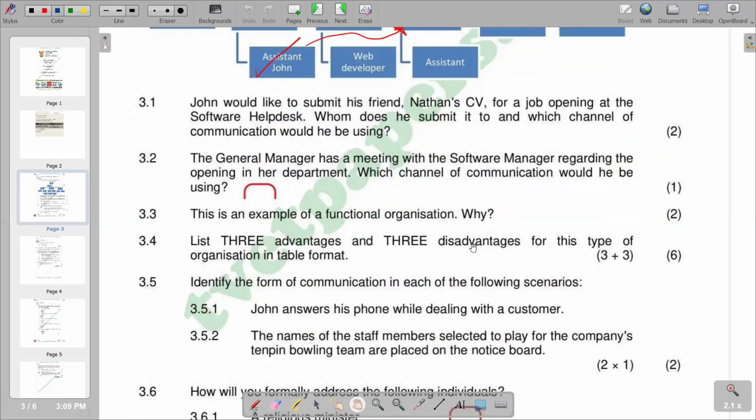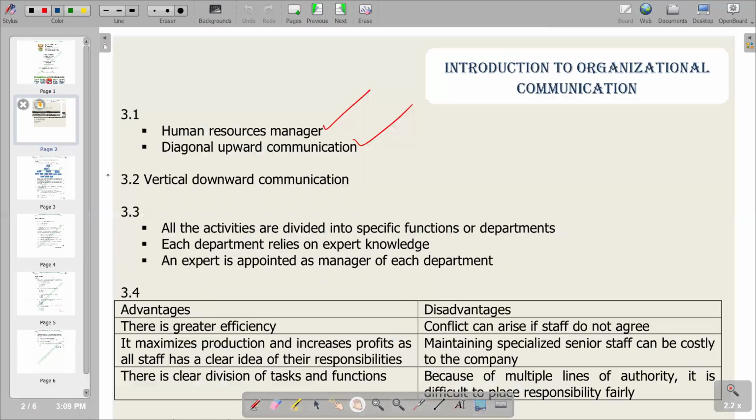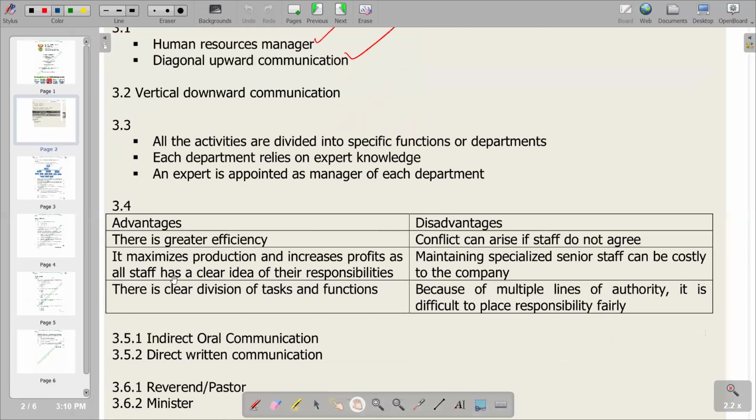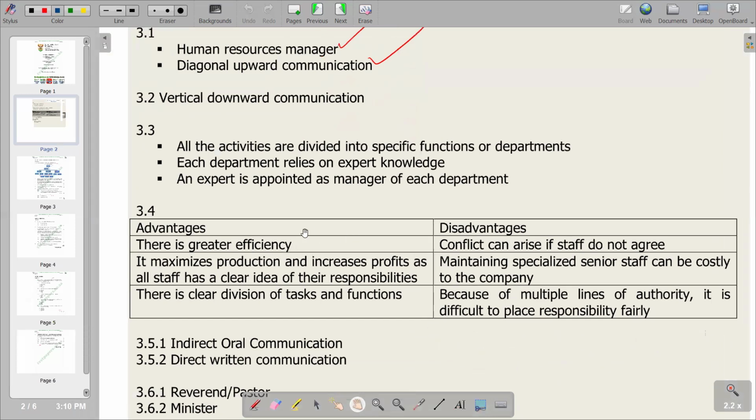List three advantages and three disadvantages of this type of organization in table format. So we're looking at advantages and disadvantages of functional organization. The advantage is that there is greater efficiency. We don't have to waste time relaying information, whereby we only have one channel of communicating, which is going to reach everyone in the organization.